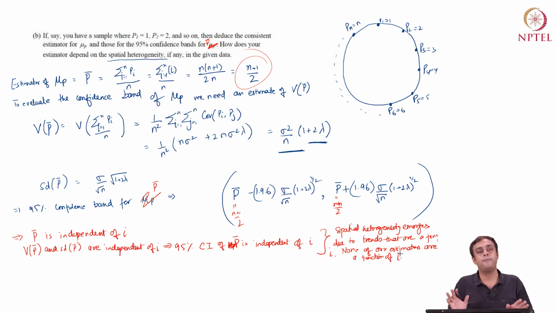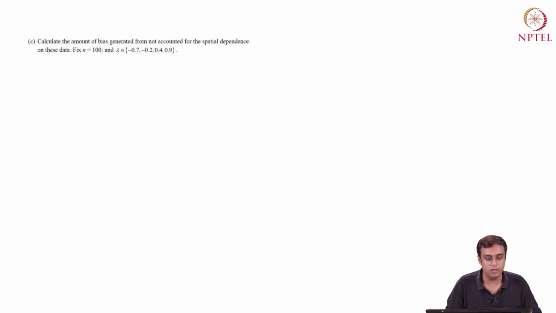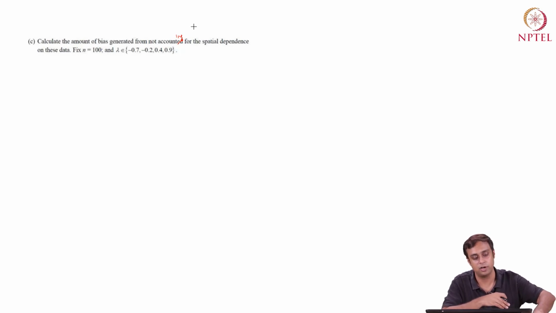Hence, there is no impact of spatial heterogeneity in these data. All right, so let's move forward. The next question is to calculate the amount, or the quantum, of bias generated from not accounting for spatial dependence in these data. So what is the amount of bias that would be realized if we did not account for spatial dependence when the data indeed exhibited that structure?